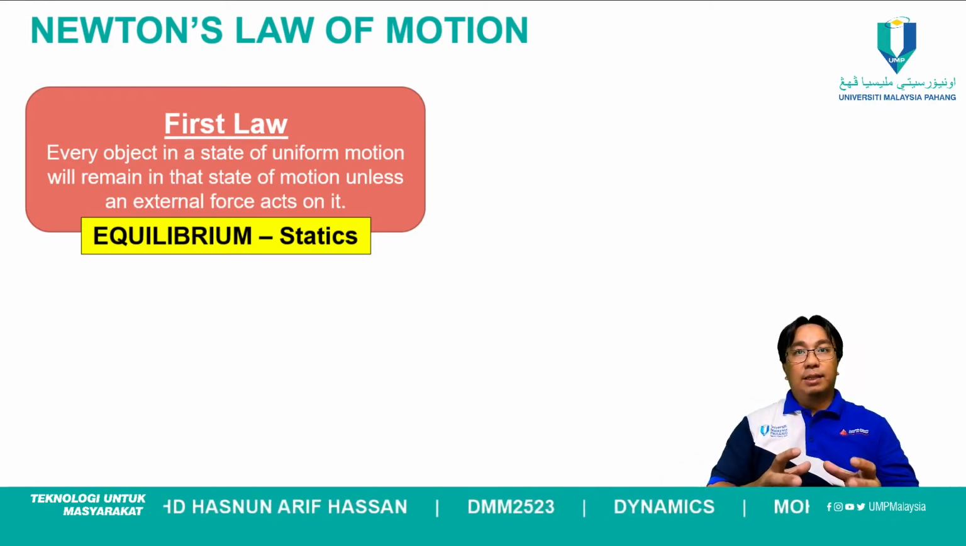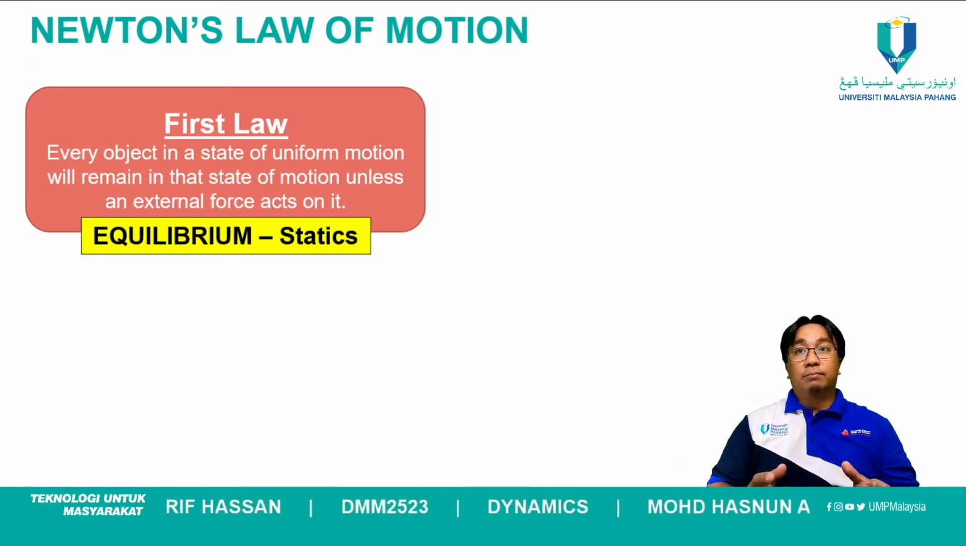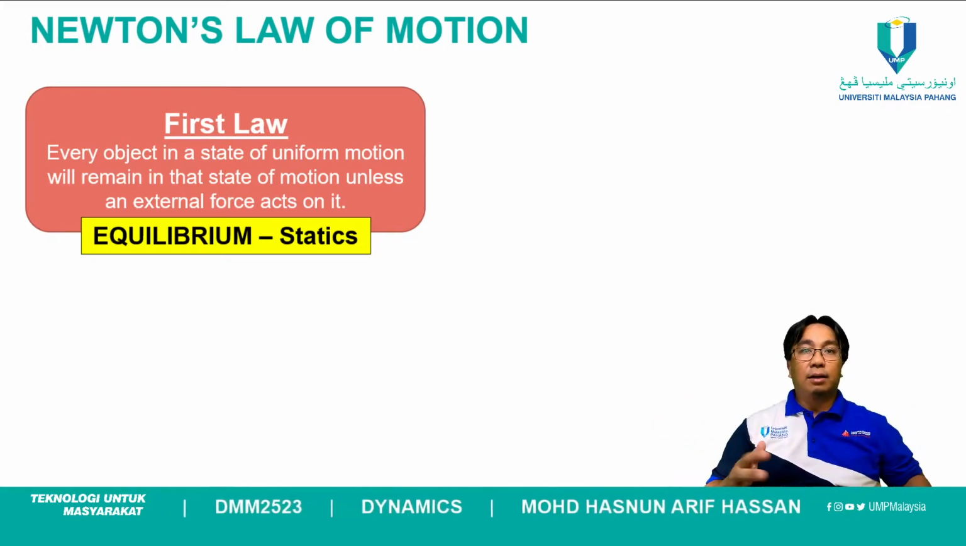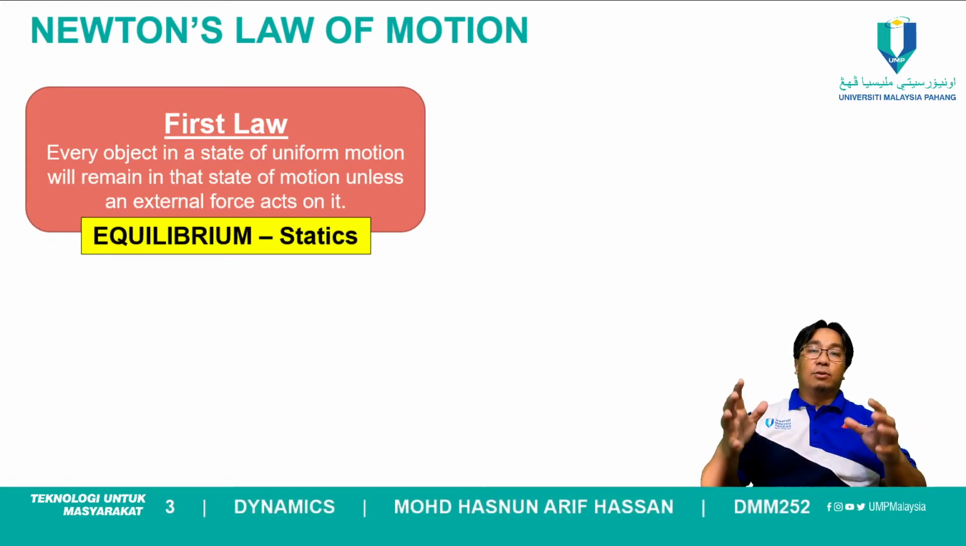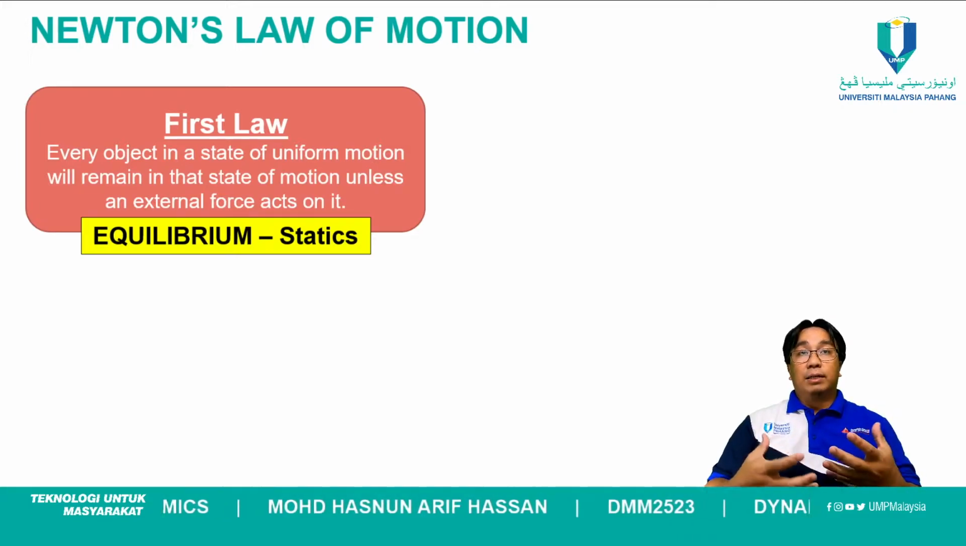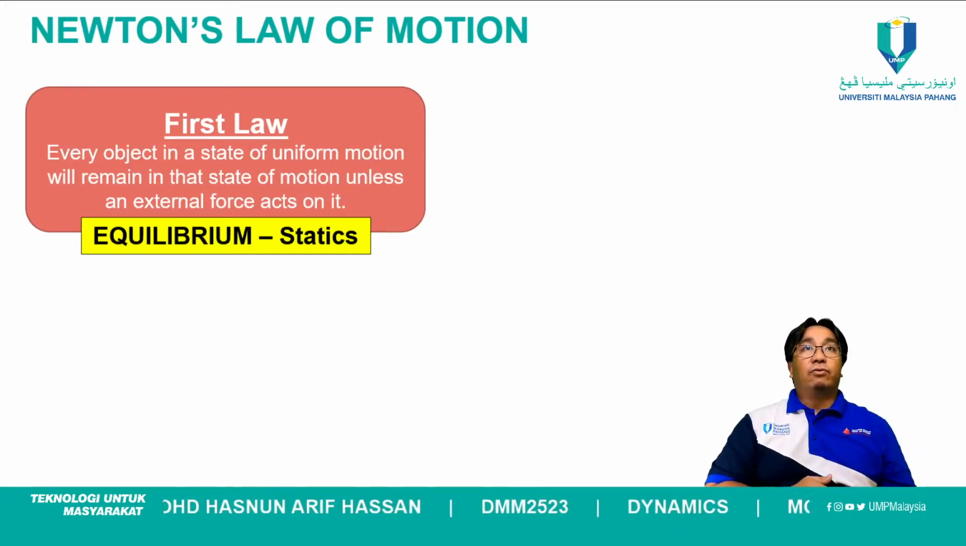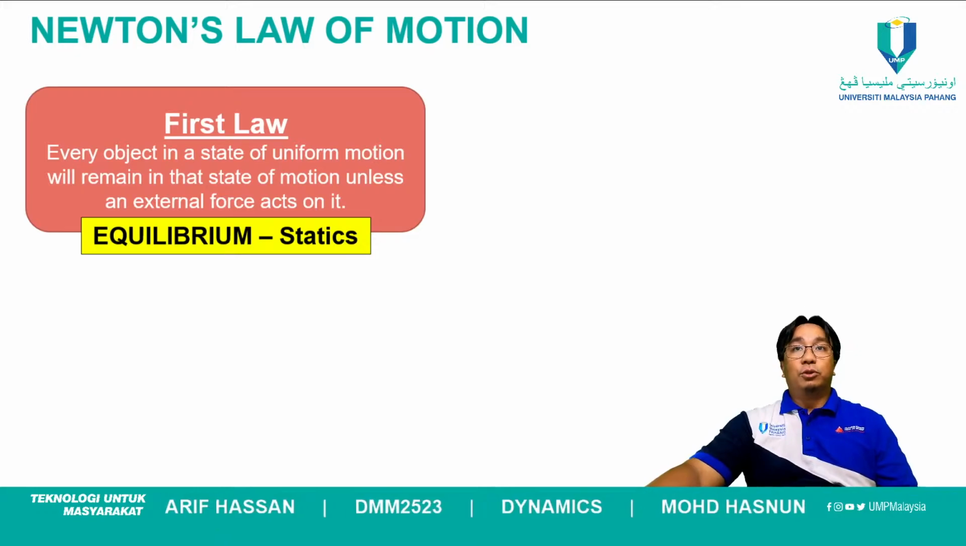The object stays not moving because there are no external forces acting on the object. So the object kekal pada equilibrium state. This is the first Newton's law of motion.